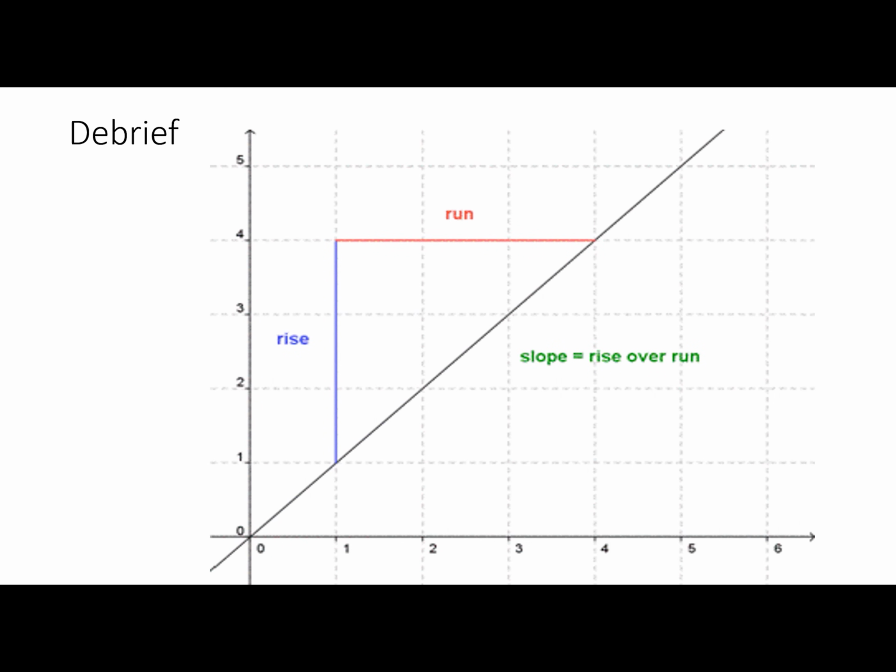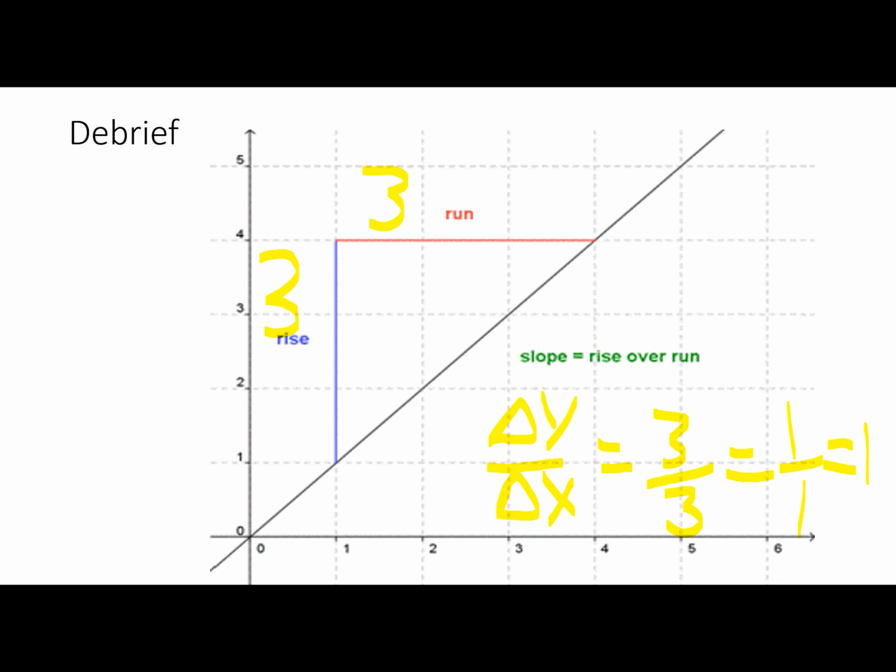Again, this is a better view of the graph showing rise over run. We can go down also like I did in the previous slide. So rise is 3 and run is 3. So rise over run, change in y over change in x is 3 over 3, which is 1 over 1, which is 1. So our slope is 1, or we can say 1 over 1.